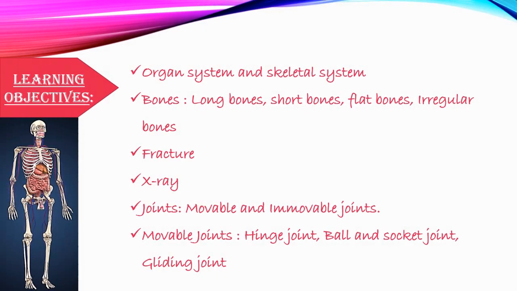Students, before beginning with the module, let's see what the learning objectives are. In this chapter, you will be learning about organ systems and the skeletal system. Then you will learn about bones: long bones, short bones, flat bones, irregular bones. Then what is a fracture? What is an X-ray? Then you will be learning about joints, that is two types of joints, movable joints and immovable joints. In movable joints, you will learn about the hinge joint, ball and socket joint and gliding joint.